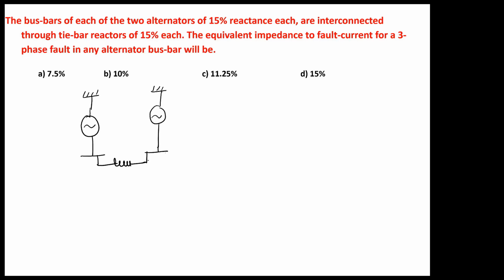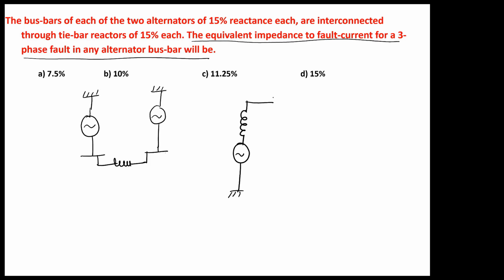Okay. Now he's asking the equivalent impedance to fault current for a three-phase fault on an alternator bus. So what is the equivalent percentage impedance to the fault current for a three-phase fault that is occurring on any of the buses? Very simple. If you draw the per unit impedance diagram for the system, this is how you model the first alternator. And this is the bus bar. And this is your second alternator. Why am I drawing this ground and neutral? Everything is at the same potential, so these two you can join.